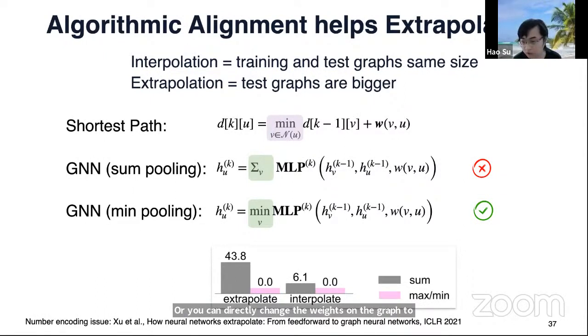You could see that for the interpolation experiment, the performance of using sum pooling is still okay. However, when it comes to the extrapolation setup, like if the test graph has more nodes than the training graphs, then min pooling is very important. So this shows the importance of aligning the loop body structures.